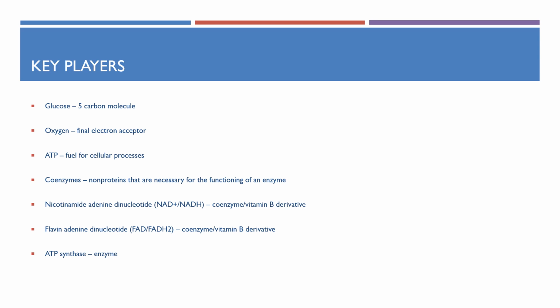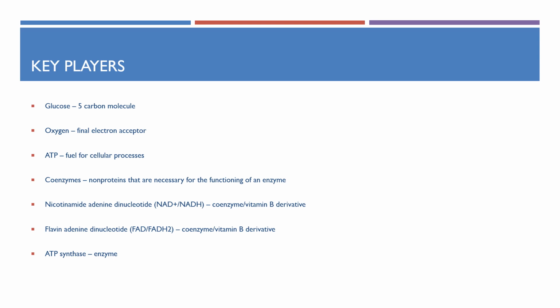So these are just some of the key players in the process of cellular respiration, first of which is glucose, which is a 6-carbon molecule. You also have oxygen, which is the final electron acceptor. You have ATP, which is the fuel that we're going to create for cellular processes. You also have coenzymes, which are just non-proteins that are necessary for the functioning of an enzyme. One of these coenzymes is nicotinamide adenine dinucleotide, or NAD+, which gets reduced to NADH. These are just coenzymes, or they're also vitamin B derivatives.